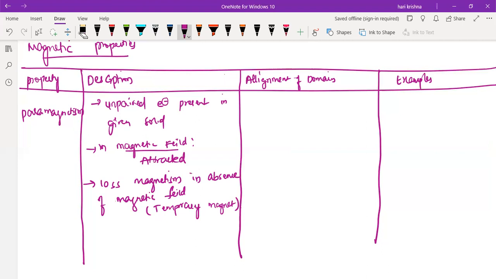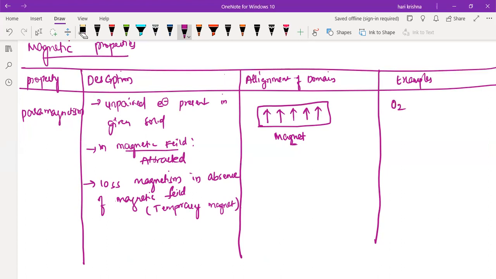What is the meaning of domain? A group of particles or group of unpaired electrons is called a domain. When you take the domains here, paramagnetism will show the domains in the same direction. All will point in the up arrow in the presence of a magnet, in the same direction.